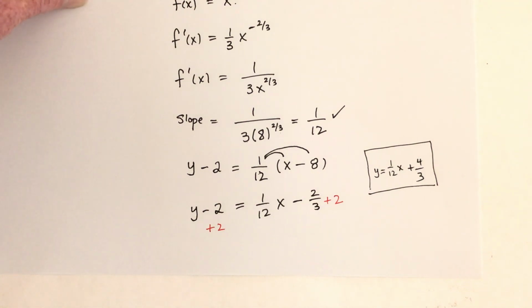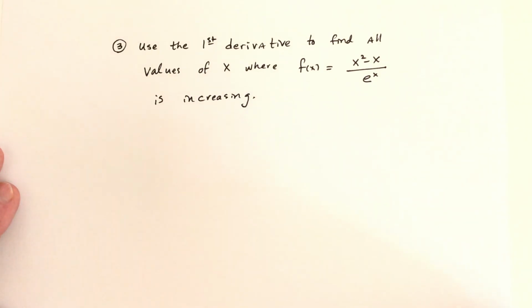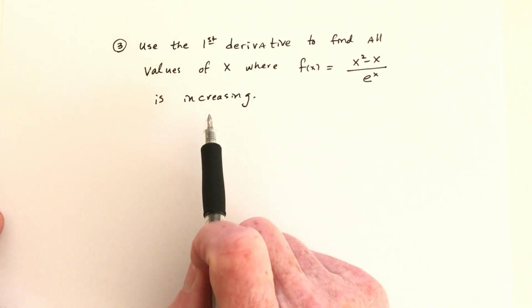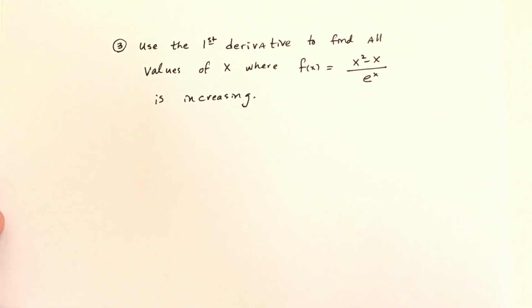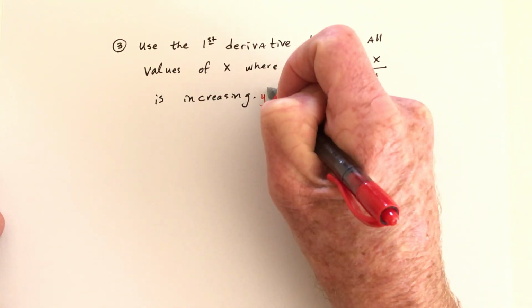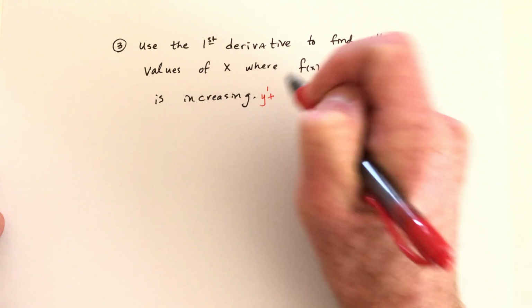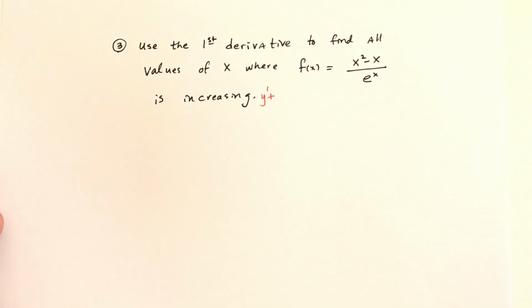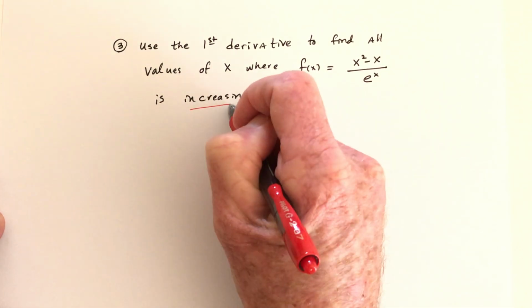Next. And with these first few, I actually went through the problem set and made up questions that are very similar. So similar to number 3 is, use the first derivative to find out where this function is increasing. So that means not only find y prime, but where is y prime positive? That means increasing.